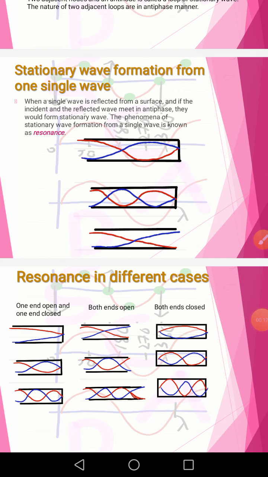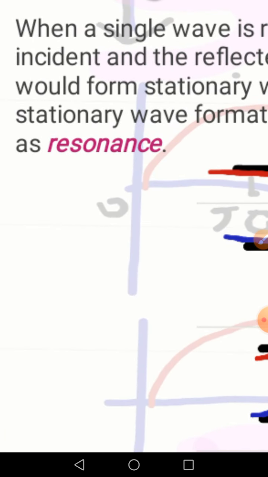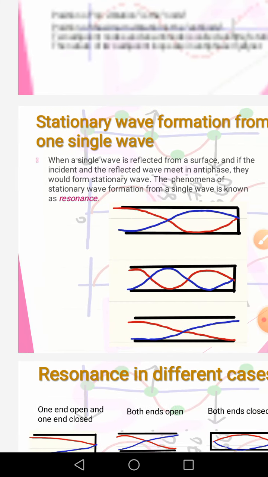We are now going to start our AS level physics class on the topic of waves, and this is our waves class lecture number 2. Today we are going to discuss stationary wave formation and the term resonance. So first of all, what is resonance?